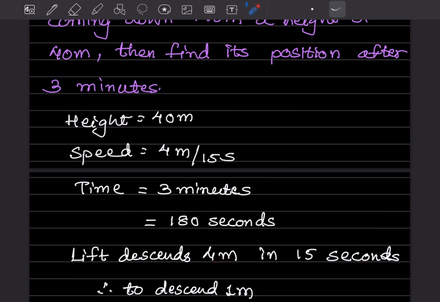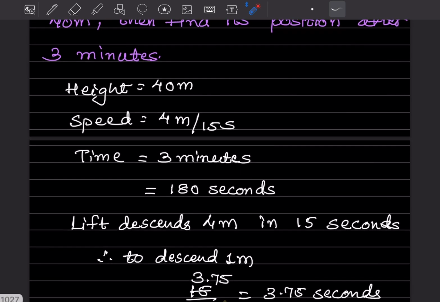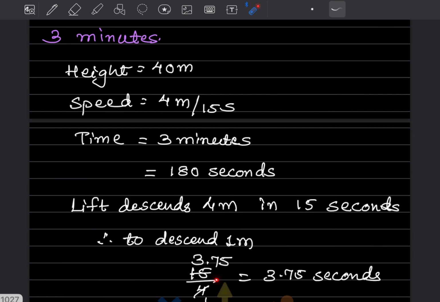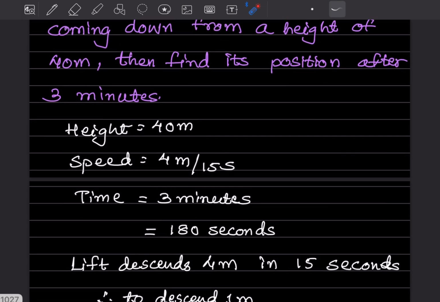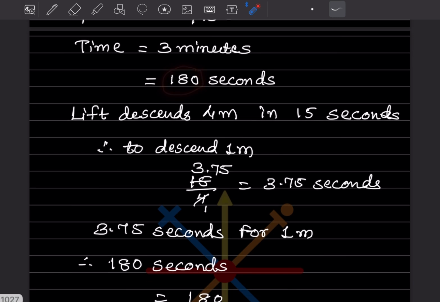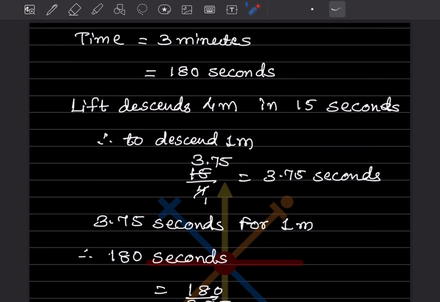So first we'll see how much for 1 meter, that is going to be what? 1 into 15 divided by 4. So that will be 15 divided by 4, that is going to be 3.75 seconds. So 3.75 seconds for 1 meter. So here we have 180 seconds, that will be how much?